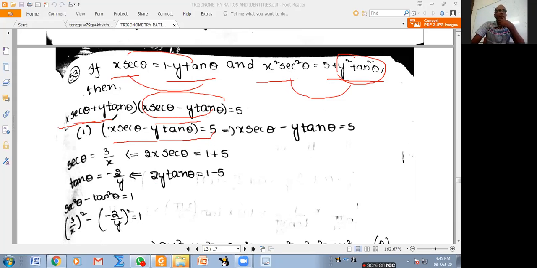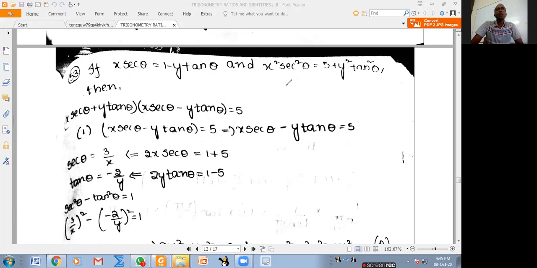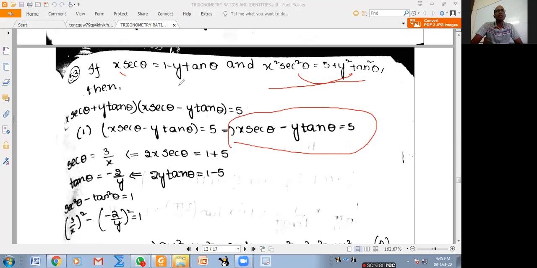x secant theta plus y tan theta equal to 1 when I substitute it. I'll get x secant theta minus y tan theta equal to 5. So directly second equation squares are there, but by writing a square minus b square as a plus b into a minus b and substituting the first equation, I got this. Now it is very easy. Look at the first equation and the new equation that we got.